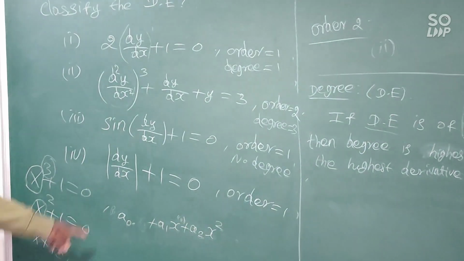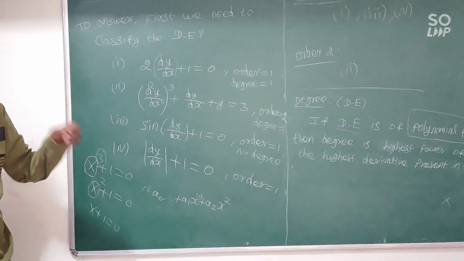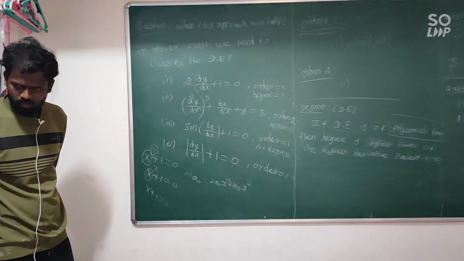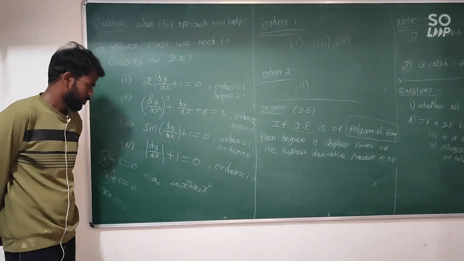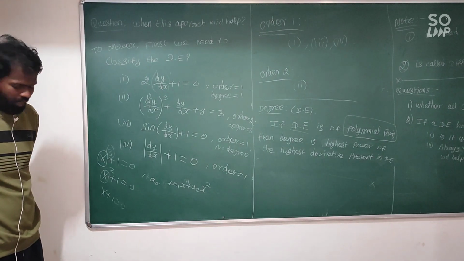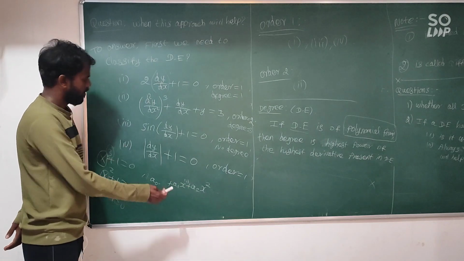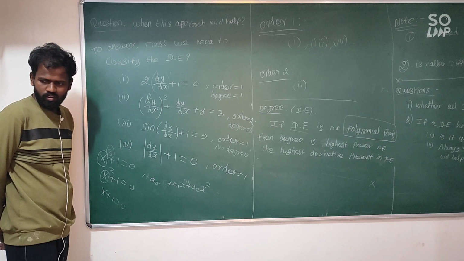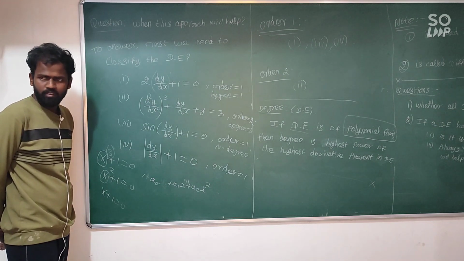No degree. And this one? 1. Which this? This is 1. Why is it 1? Is it polynomial? Polynomial means what? It should be of the form a0, a1 x, a2 x, like this. But here you have it like this. Now can you say it is 1? No. But sometimes what happens?